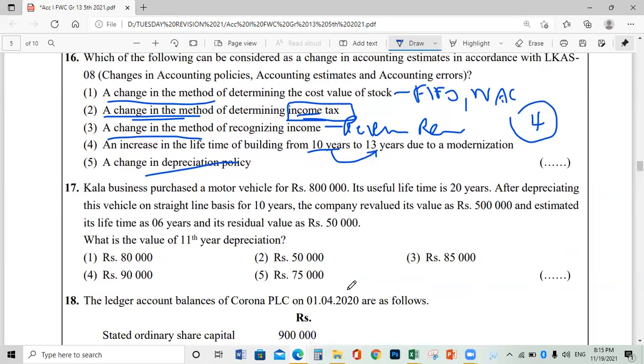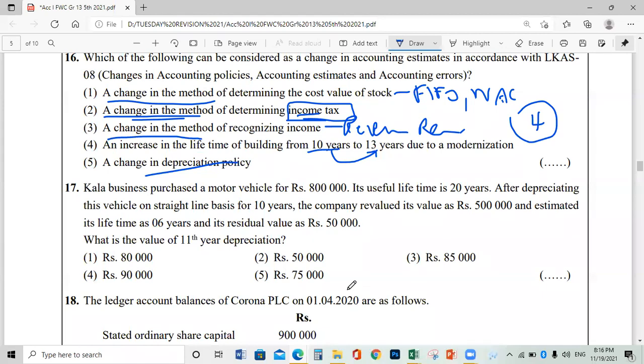Okay, now go to the next question. K business purchased a motor vehicle for 800,000. Its useful life is 20 years. After depreciating this vehicle on a straight line basis for 10 years, the company revalued it. Its value is 500,000, the estimated lifetime is 6 years and its residual value is 50,000. What is the value of the 11th year depreciation?